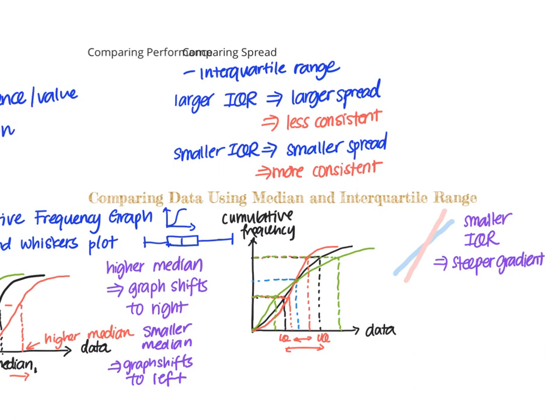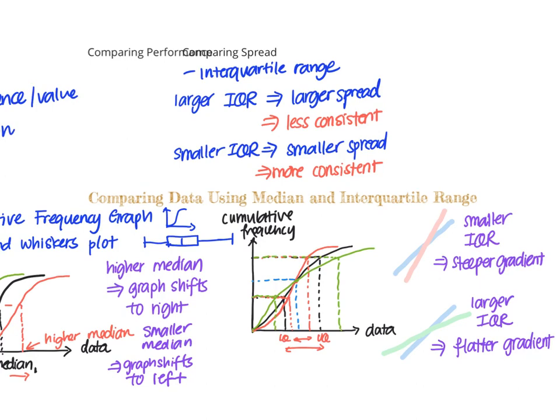Originally my graph was something like that with this slope. Now it became something like this across. So what do you notice about the slope or the gradient? The gradient actually became less steep. So for a larger interquartile range, the gradient is less steep, hence it will have a flatter gradient. This is the general summary of comparing data using median and interquartile range.